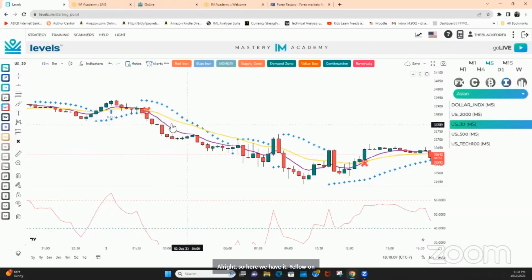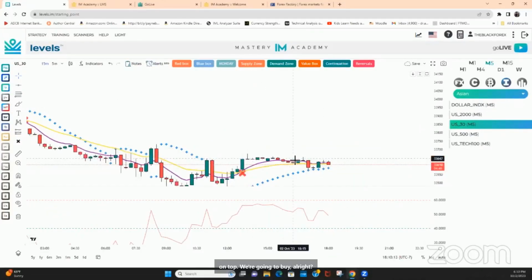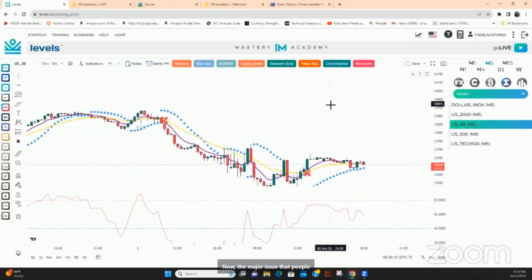So here we have it. Yellow on top, we're going to sell it. Purple on top, we're going to buy. Now, the major issue that people always have when they get in a trade is they want to know, when do I get in the trade? When do I press the buy button? And they want to know, when do I get out of the trade?